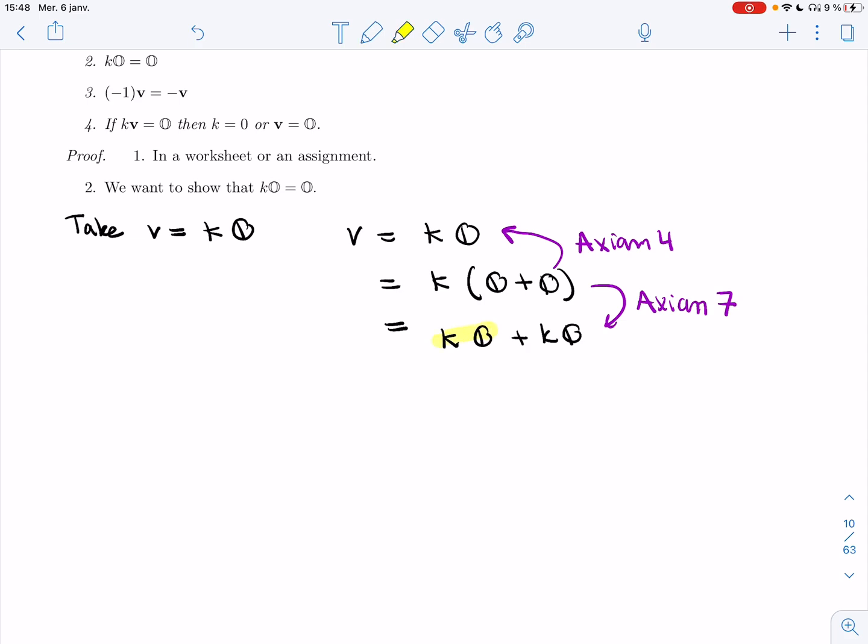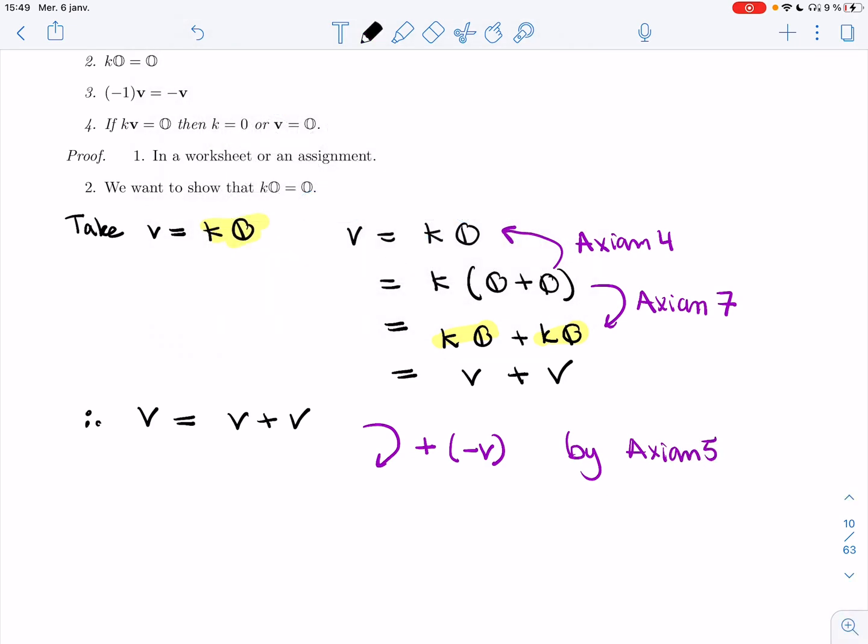Now, each of these vectors I have left is v itself. So what I'm getting is that v equals v plus v. All right, so we're not done yet. We get that v equals v plus v. So let me write it here. And now I'm going to use the fact that I have an inverse. So I'm going to add the element minus v to both sides. I know this exists by axiom 5.